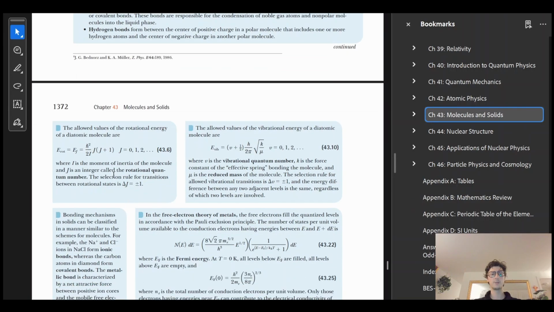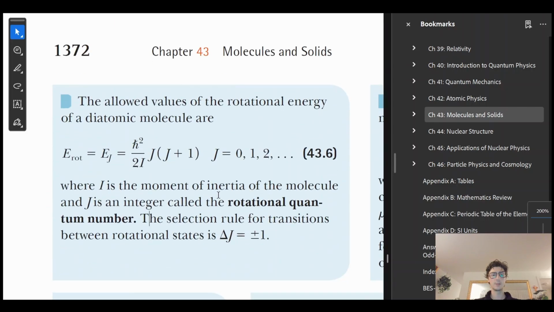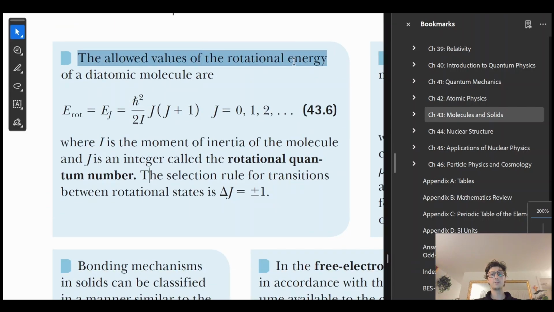I remember this from the 7-minute summary. And boom, this is an interesting equation, which I have seen in the equation sheet. So we're going to spend some time on it. The allowed values of the rotational energy of a diatomic molecule are E rotational equals E_J.